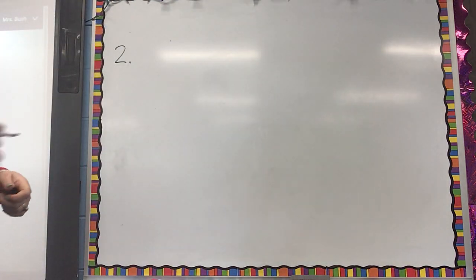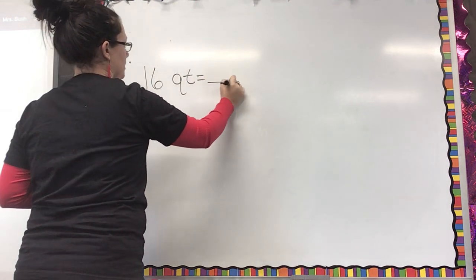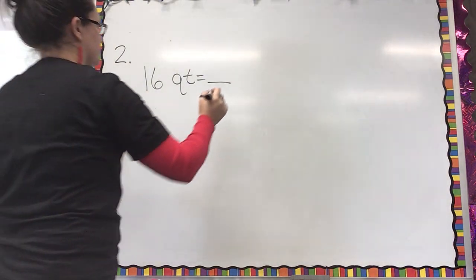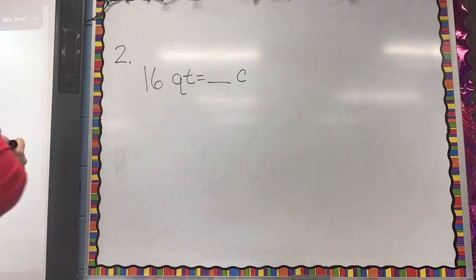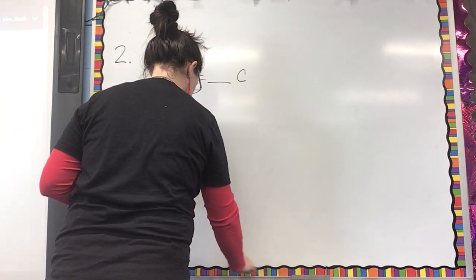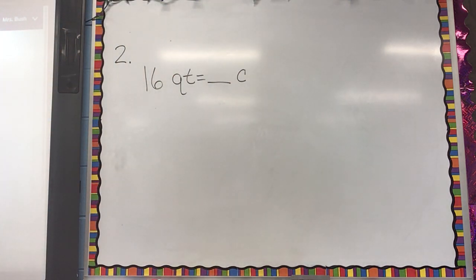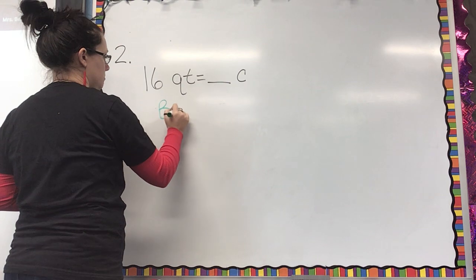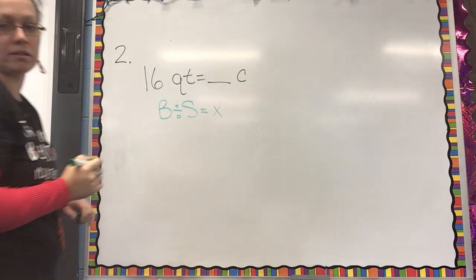Number 2 is 16 quarts equals blank cups. All right, what's our rule? Are we going small to big here or big to small? I heard both. I heard some people say small to big and big to small. Use that sheet that I gave you if you need to reference. Big to small. And if I'm going big to small, what kind of computation do I do? Multiply. I'm going to multiply. Very nice.